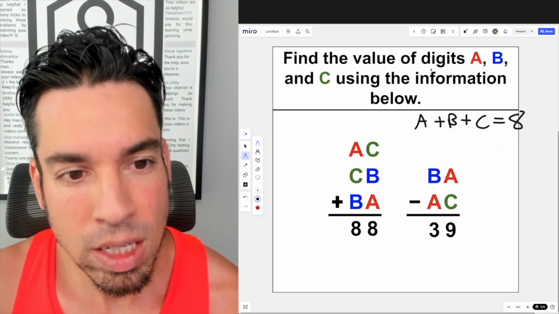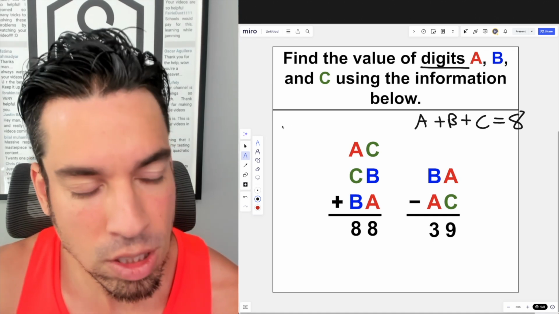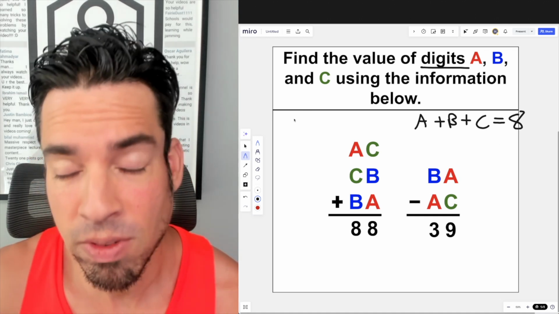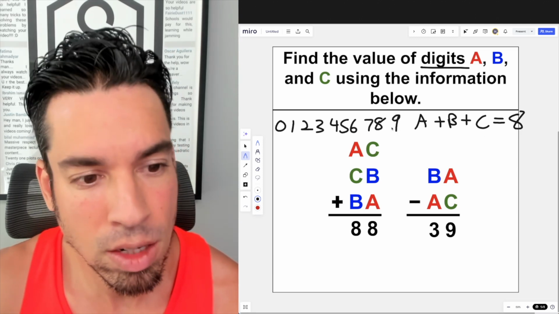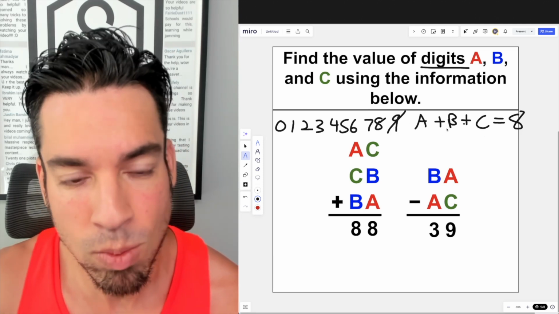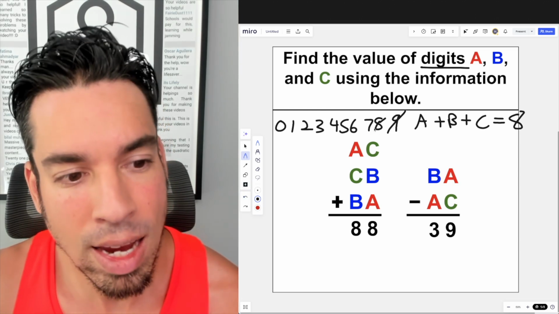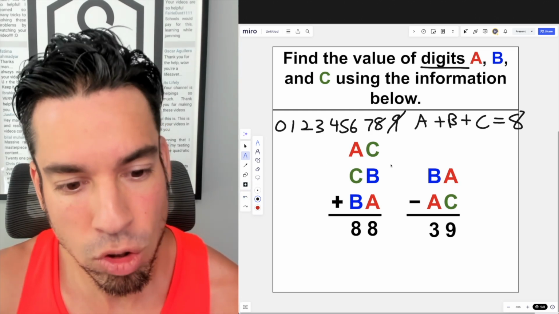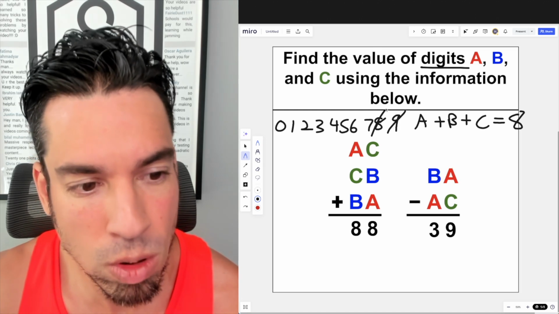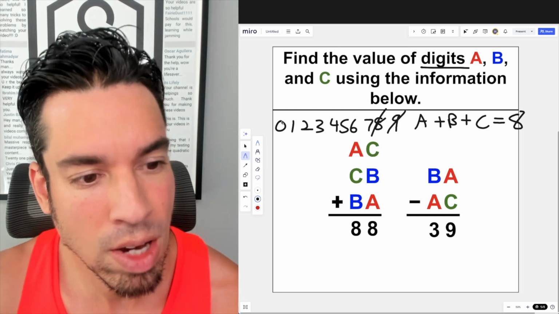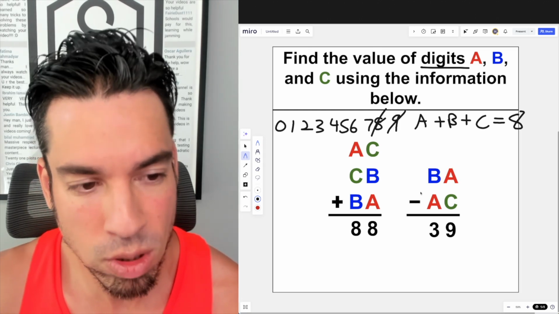Now again, remember these are digits, and when they're digits, that means we only have 10 possible values, right? 0 through 9. So since the sum of these adds up to 8, we know that 9 cannot be one of them. We also know that 8 likely cannot be one of them unless the other two are 0, but that wouldn't make sense with respect to this second one. So we'll eliminate 8 as well. So now we know we've got between 0 and 7 for these possible digits.